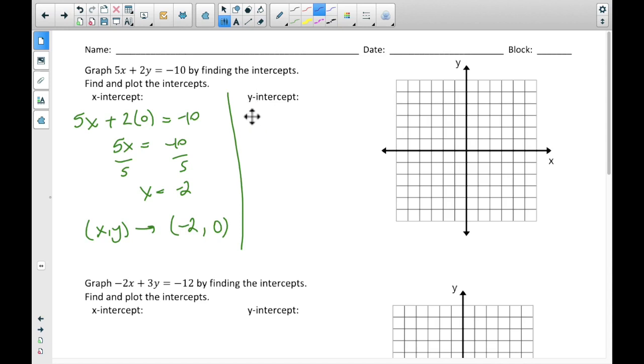The y-intercept, opposite letter. So this is y. I need to plug in a 0 for x.